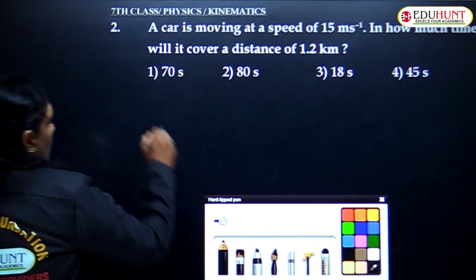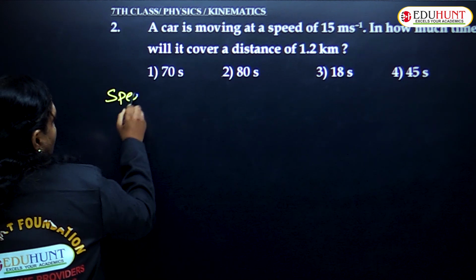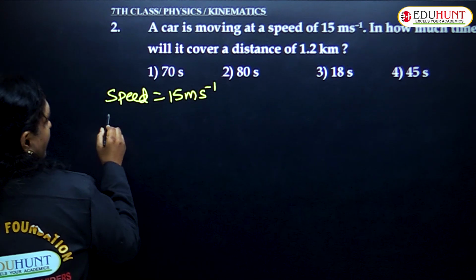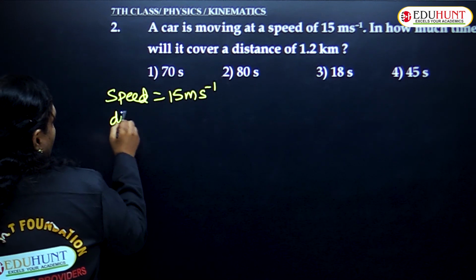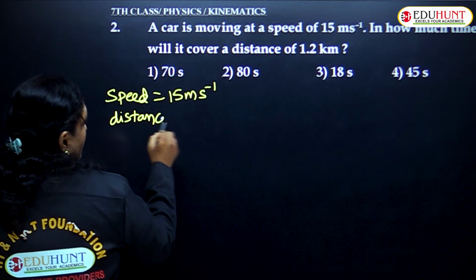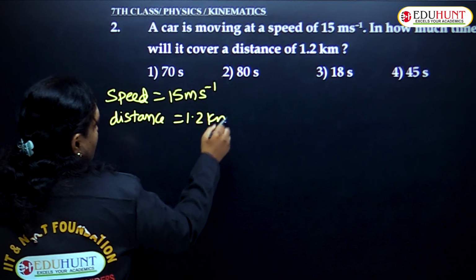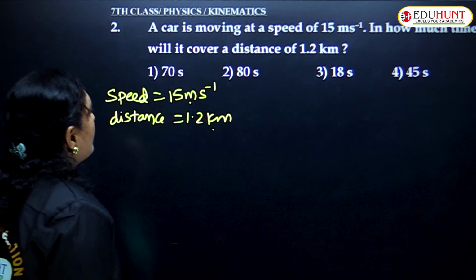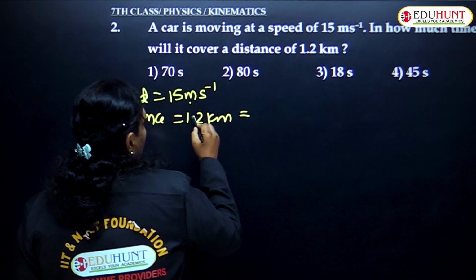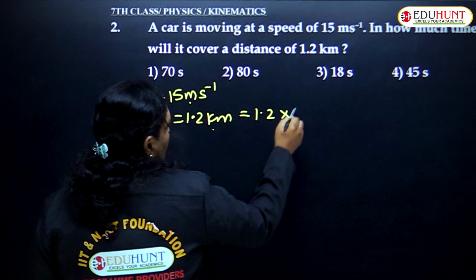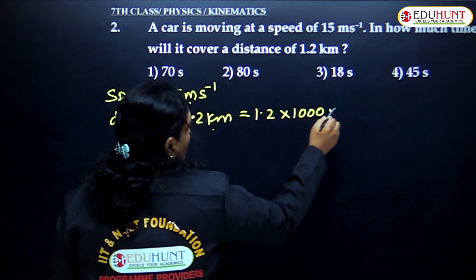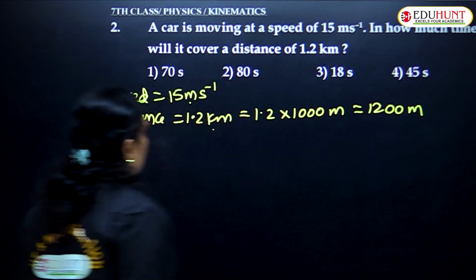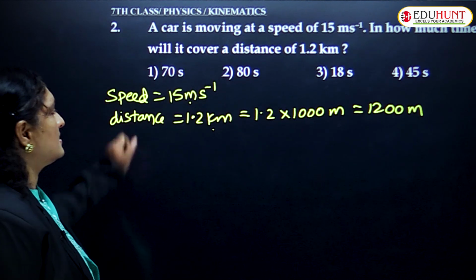So what is given, children? Speed is given as 15 meter per second. Distance was given as 1.2 kilometers. The speed is in meters and the distance is in kilometers, so we need to convert kilometers into meters. 1 kilometer is 1000 meters, so 1.2 into 1000 meters equals 1200 meters. So speed is given, distance is given.